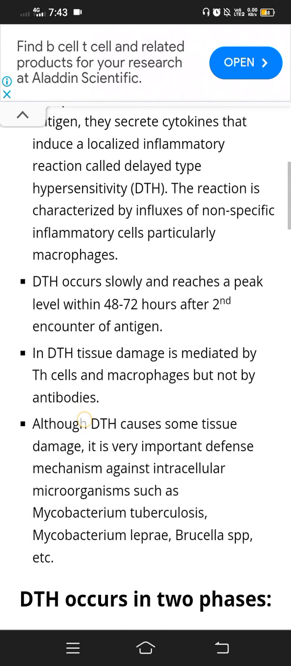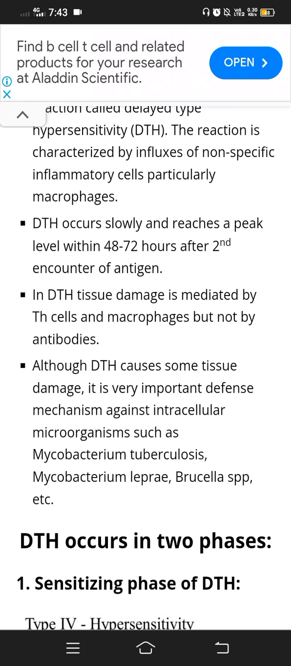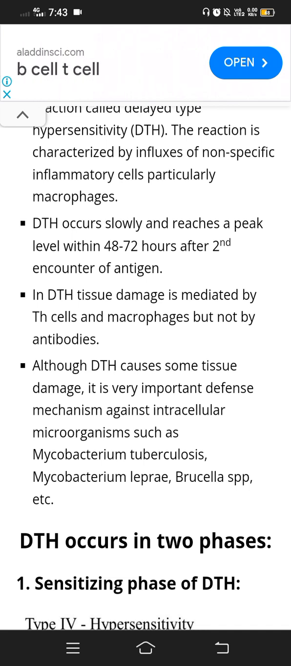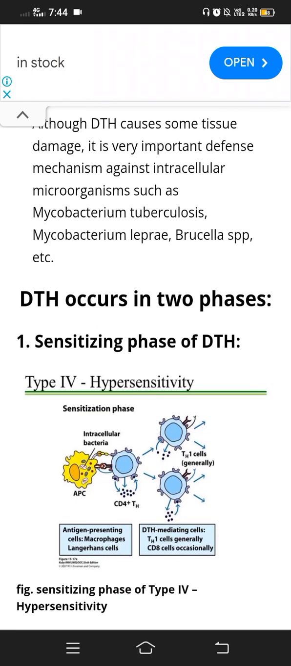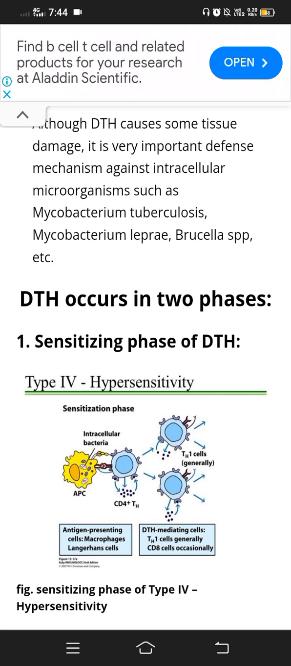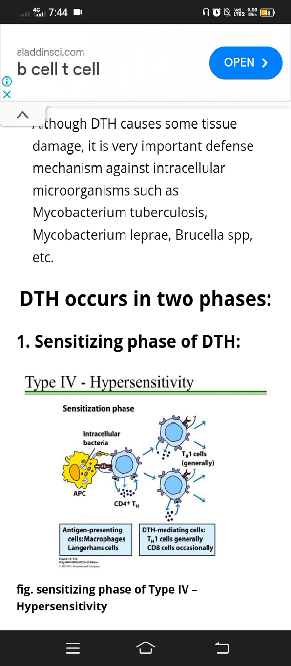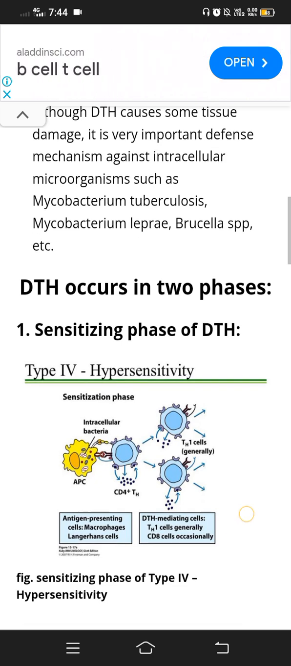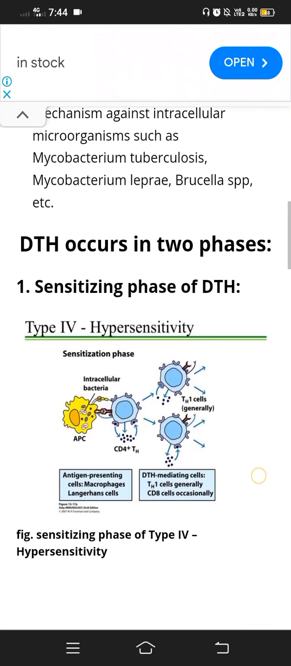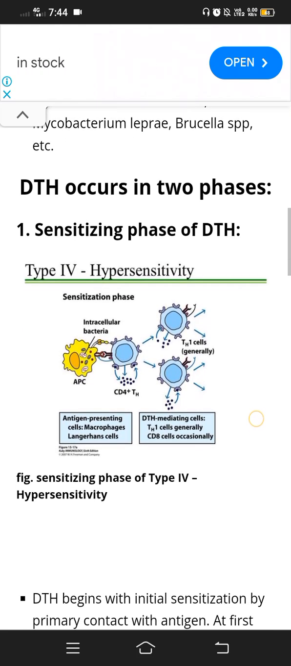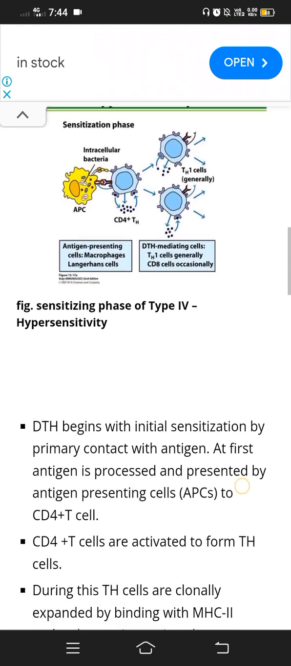Although DTH causes some tissue damage, it is a very important defense mechanism against intracellular microorganisms such as Mycobacterium tuberculosis, Mycobacterium leprae, and Brucella species. Sensitization phase of DTH. Intracellular bacteria are taken up by antigen presenting cells, which activate CD4 plus TH1 cells, generally the DTH mediating cells, and occasionally CD8 plus cells. Antigen presenting cells include macrophages and Langerhans cells.